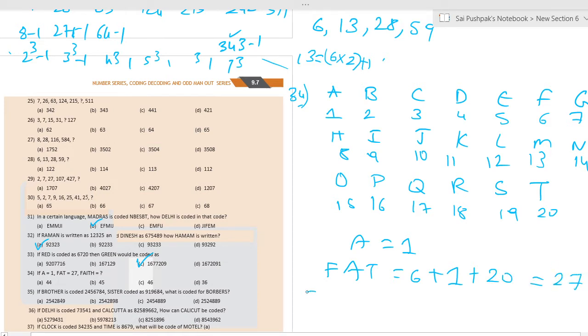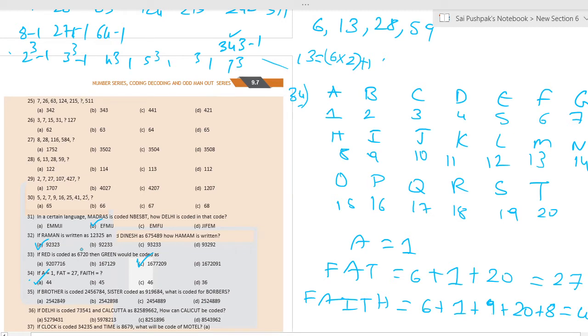Similarly, what will be the FAITH? F A I. So it is nothing but 6, 1. What is the value of I? 9, plus T is 20, plus H is 8. Okay. So what will be the answer? 20, 30, 36 plus 8. It is nothing but 44. So the answer is 44.